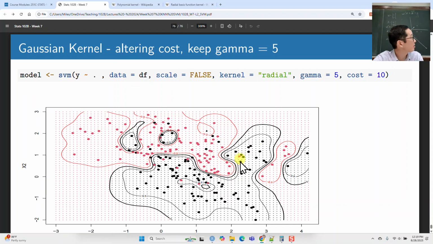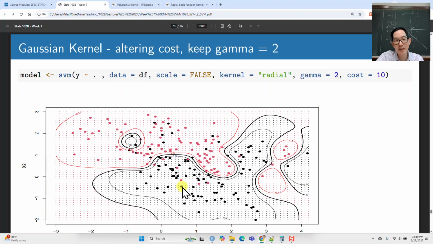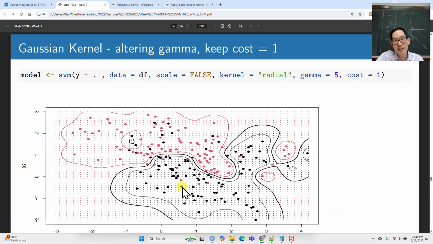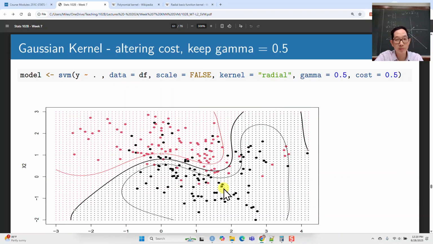So now with gamma 5, you have these very flexible boundaries, so you get these tight turns and whatnot, and with cost high, it's like each point is really trying to influence where these things go. So here's gamma 5 cost 10, gamma 2 cost 10, and gamma 0.5 cost 10. You can also just see the different effects of gamma, keeping the cost the same. The lines get a lot more flexible and wiggly there.